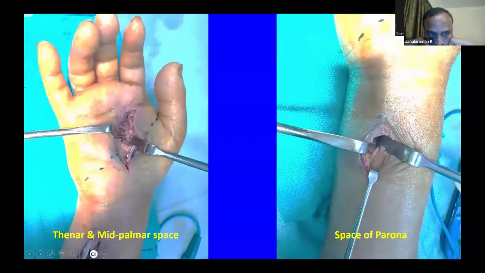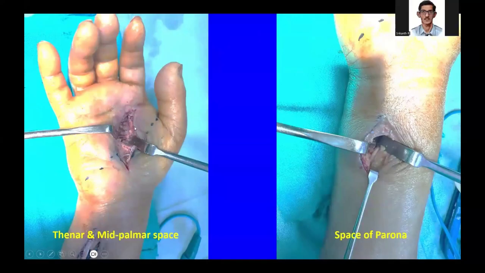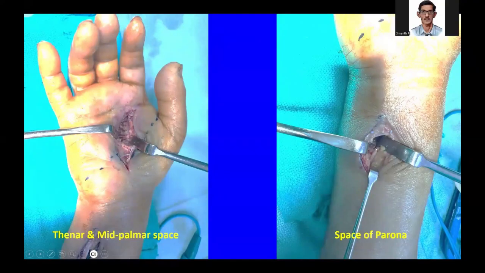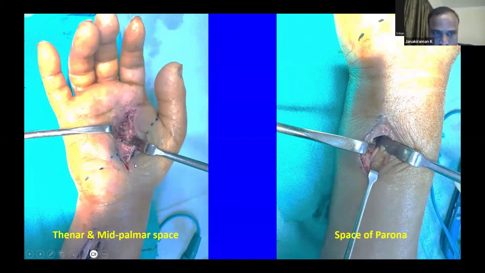One is a thenar kind of incision, which allowed us to drain not only the thenar space, but also the mid-palmar space. And the second one, because the patient had forearm swelling, what is called the space of Parona, by going ulnar to the FDP and going directly onto the pronator quadratus. Because of the presence of a bursa which communicates with the distal forearm, these infections can spread. This was not a Staphylococcus aureus, but a streptococcal type of infection. So there was not much in the way of pus, but there was dirty fluid which was sent for culture.